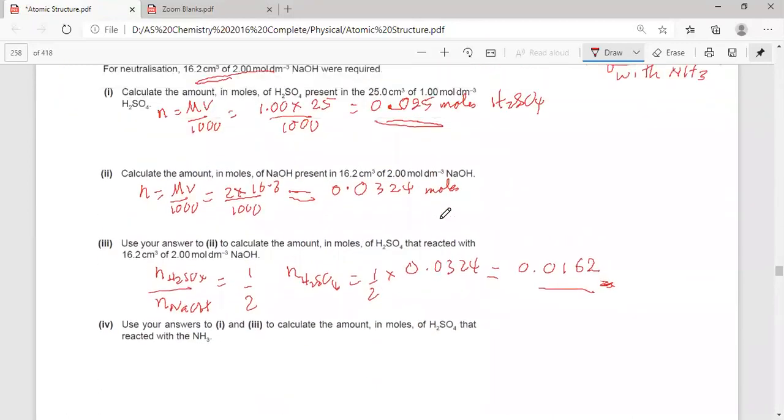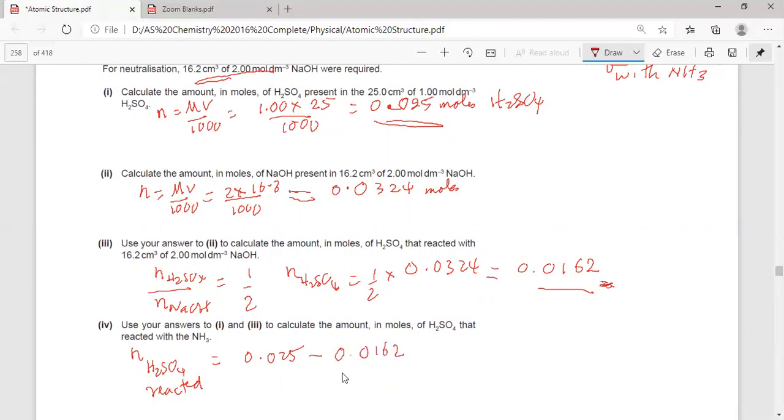Okay, so original. So number of moles of H2SO4 reacted equals number of moles before reaction, which is 0.025, minus what is left behind as excess, 0.0162, which equals 0.0088. Okay? Right? So now this is the one reacted.